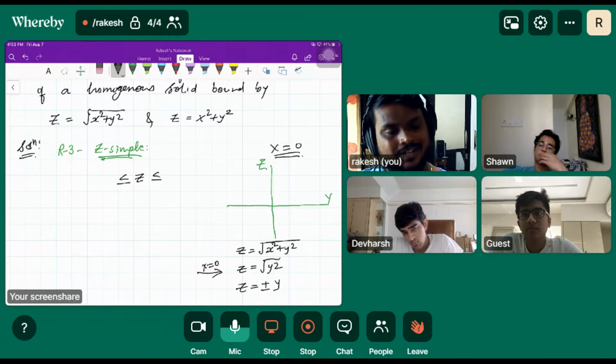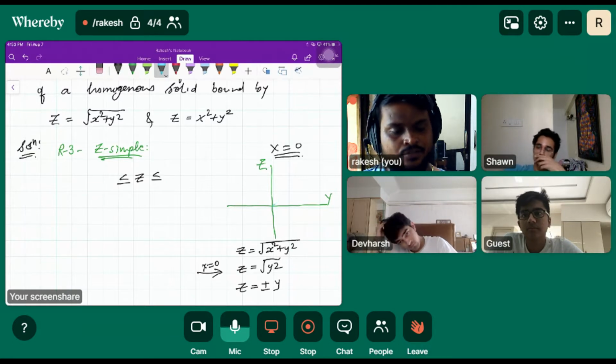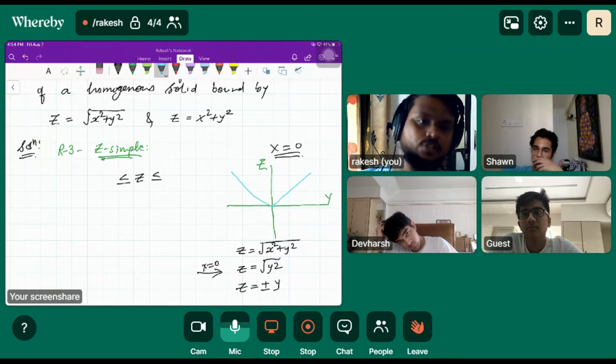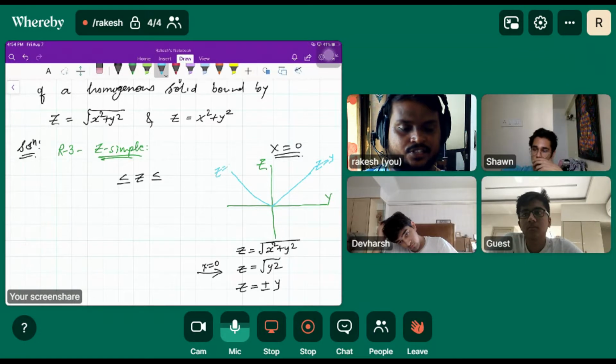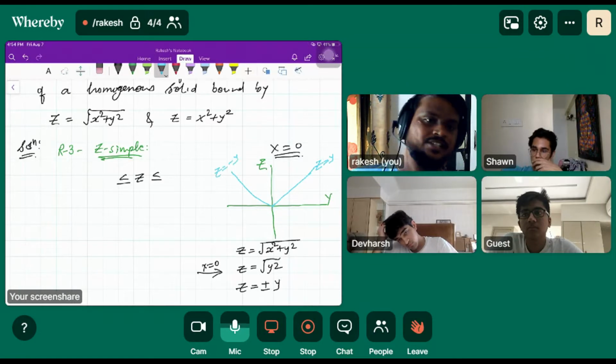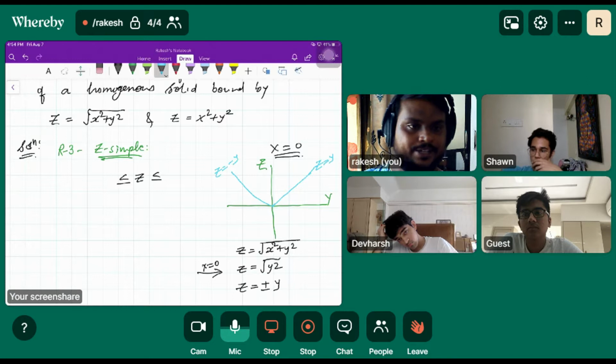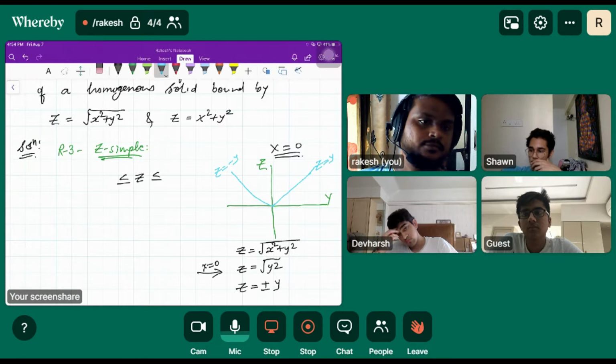So if we draw the trace of this function on the zy plane, you know the function z is equal to plus minus y. That's the modulus function, a very famous function. This represents z is equal to y, and this represents z is equal to minus y. That gives the absolute value of y, right? This is the first function, the trace of the first surface.